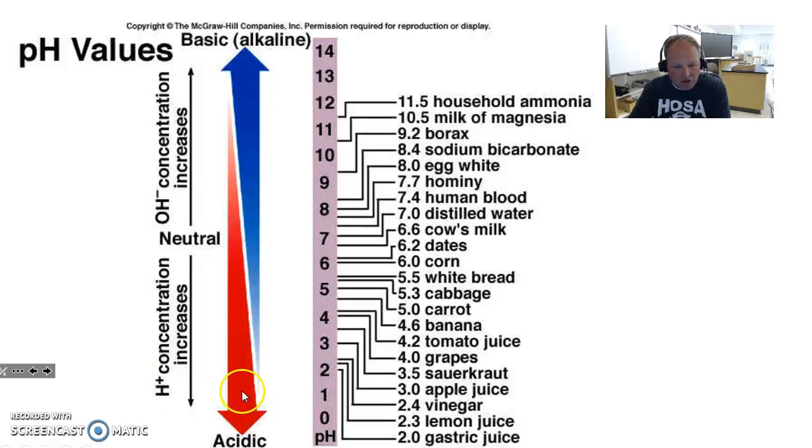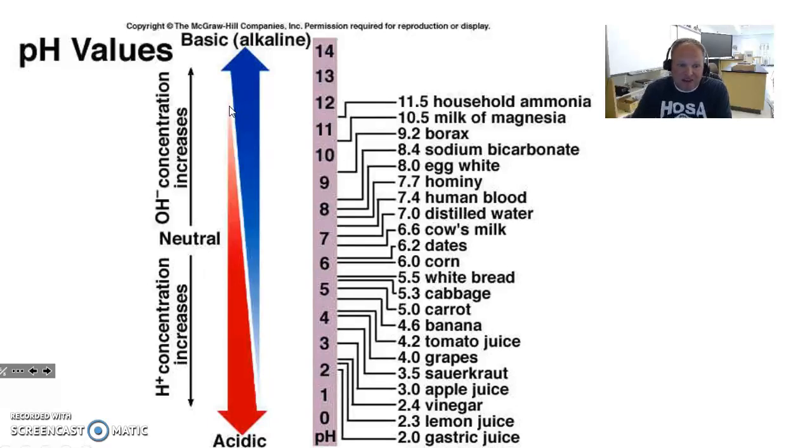But notice what happens if I go to pH of 1, 2, 3, 4, 5, 6, 7, 8, 9, 10, all the way to 14. You can't even see the red anymore. It's there. It's just very low. So a base has very low hydrogen ion concentration.